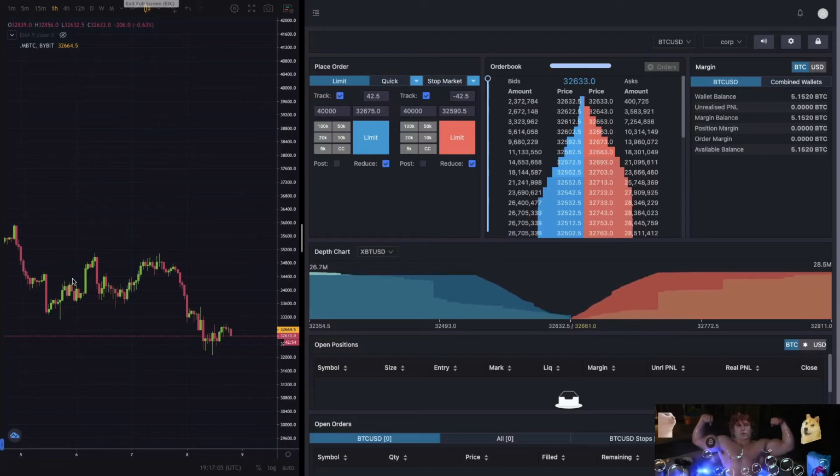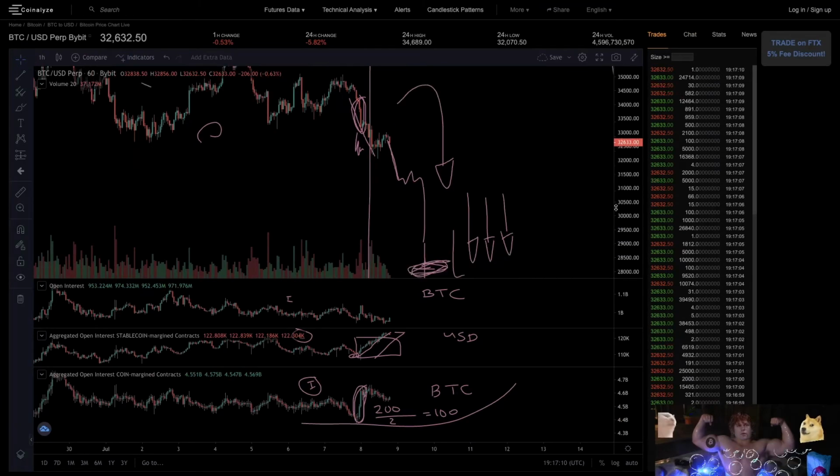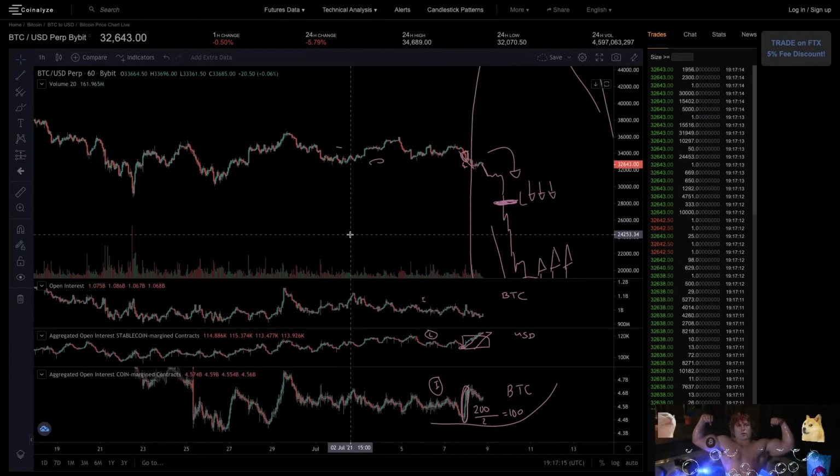What time frame do you use on open interest generally? I use an hour. I use the hourly for everything. I just trade the hourly. So you should look at open interest on whatever time frame you're trading.